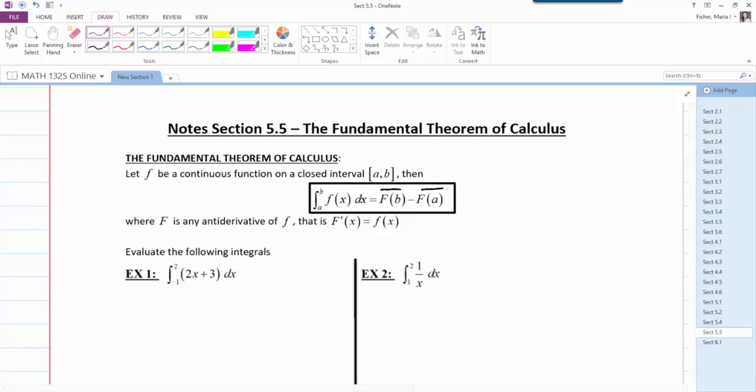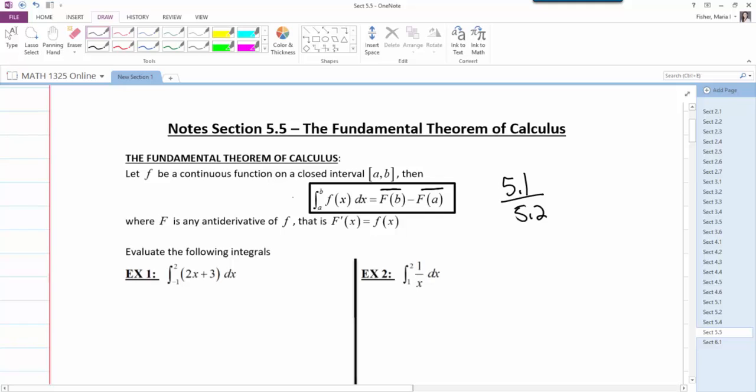Again, where capital F is the antiderivative of little f, that is, the derivative of capital F is equal to little f. So this allows us to find the antiderivative using the formulas, the rules that we knew from section 5.1 and 5.2, and use that to find the area.